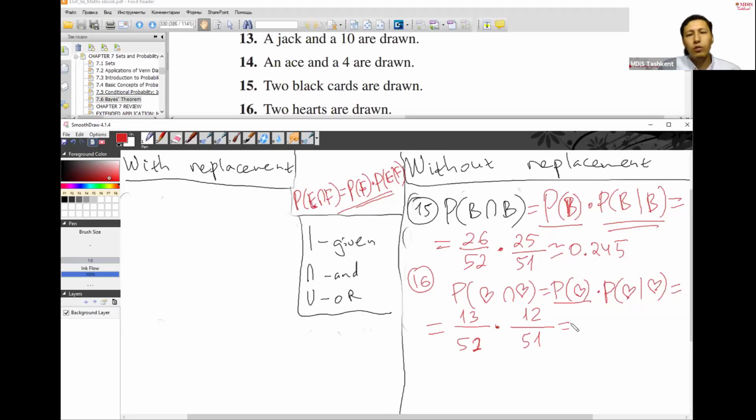Then again, you use your calculator. So 13 times 12 divided by 52 and divided by 51. It's approximately 0.0588.